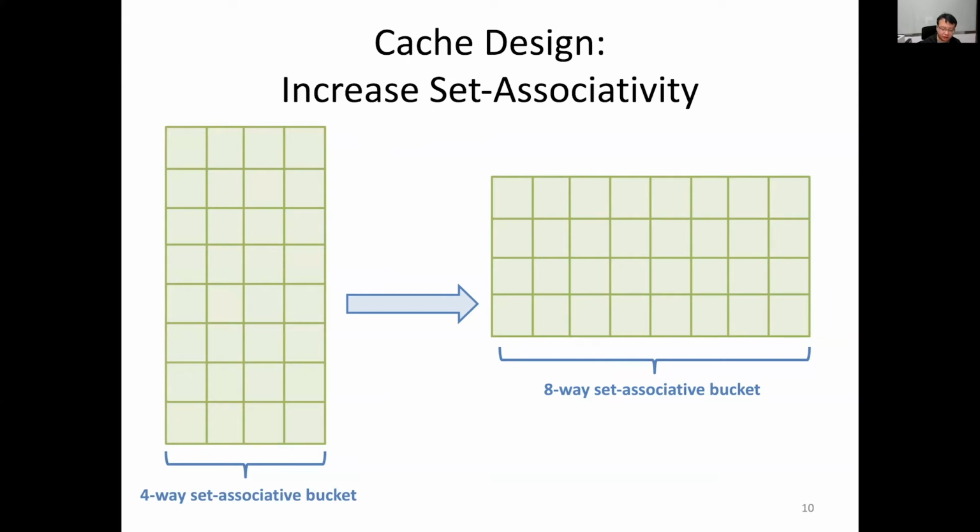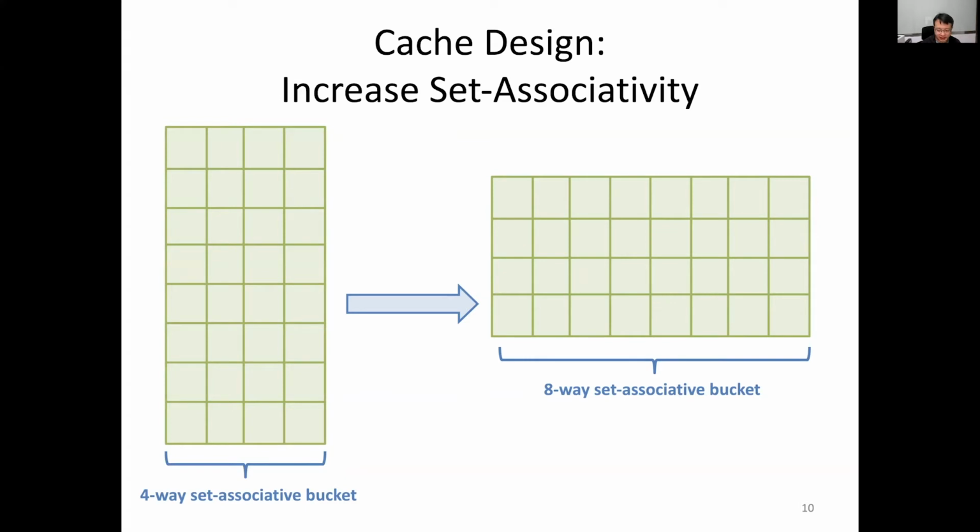And then, because we want to use the same amount of space, we have to reduce the number of buckets by 50%. So now we have an 8-way set-associative cache instead of a 4-way set-associative cache.